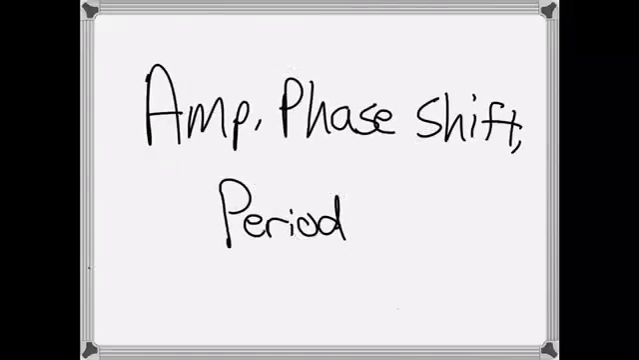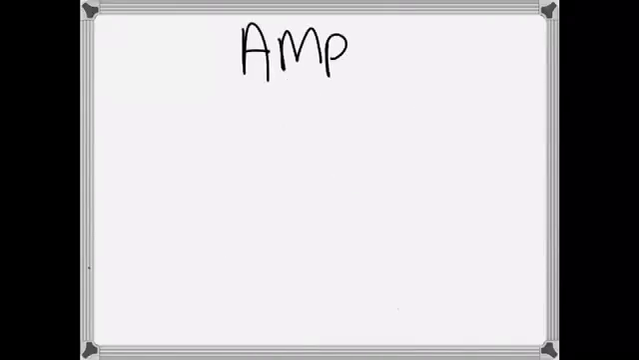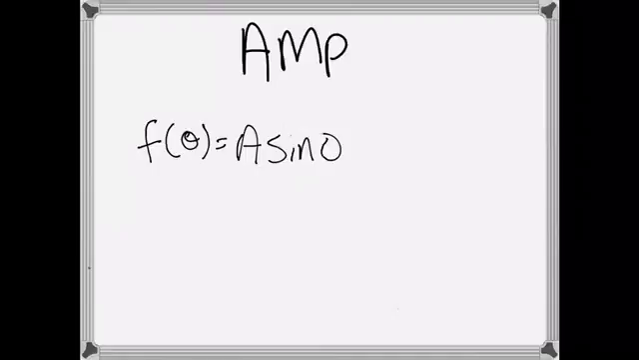Now that we have the parent function down, we will now apply the amplitude, period, and phase shift on the graph. The first example will focus on the amplitude. The base function of amplitude is f of theta equals a sine of theta. A represents the integer, which will calculate for the amplitude. You must start by taking the absolute value of a.